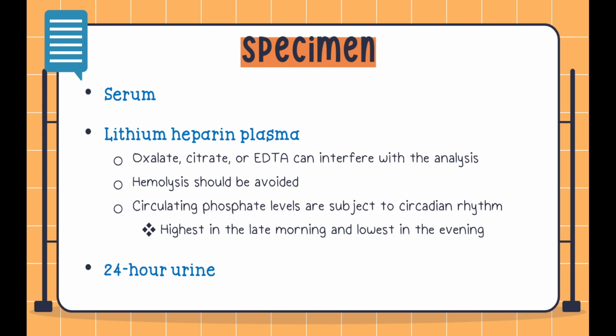Circulating phosphate levels are subject to circadian rhythm. Di ba, when we say circadian rhythm, may variation yung kanyang concentration depende sa time of the day. So, for phosphate, highest is in the late morning and its lowest concentration is in the evening. And then we could also collect a 24-hour urine sample if we want to measure phosphate sa urine. So, yung best or recommended is a 24-hour urine sample.